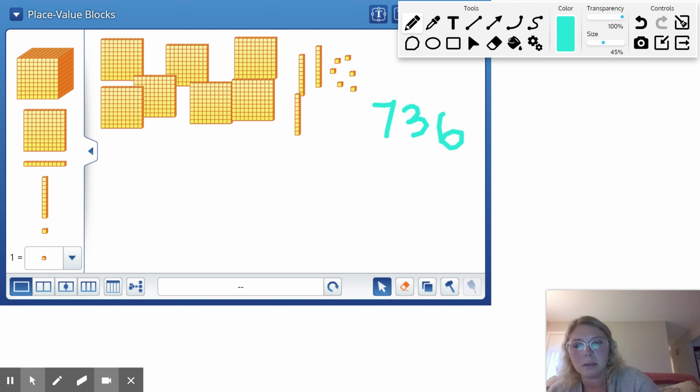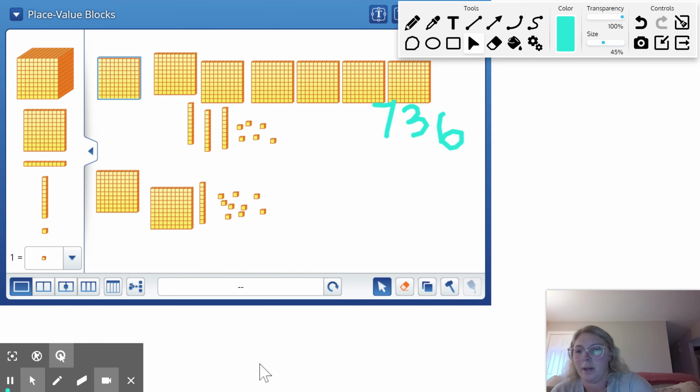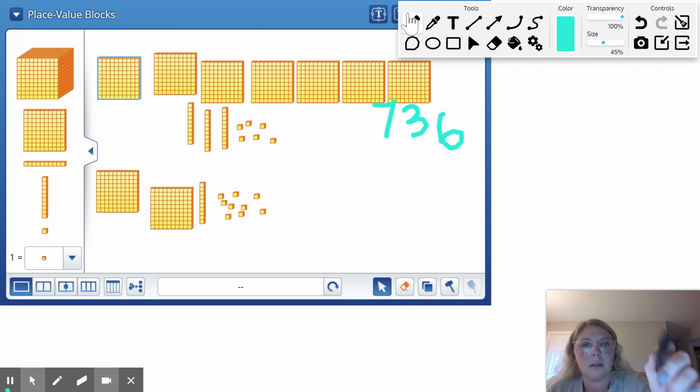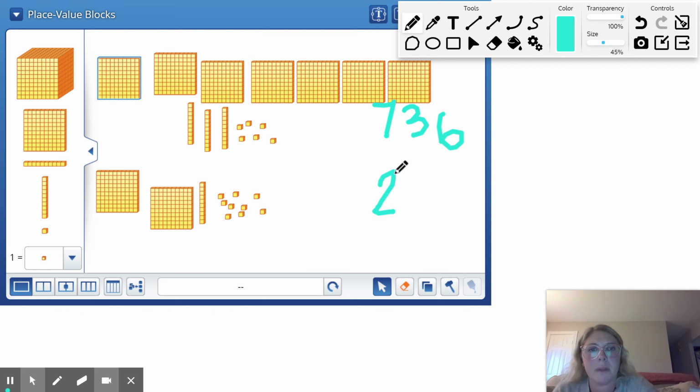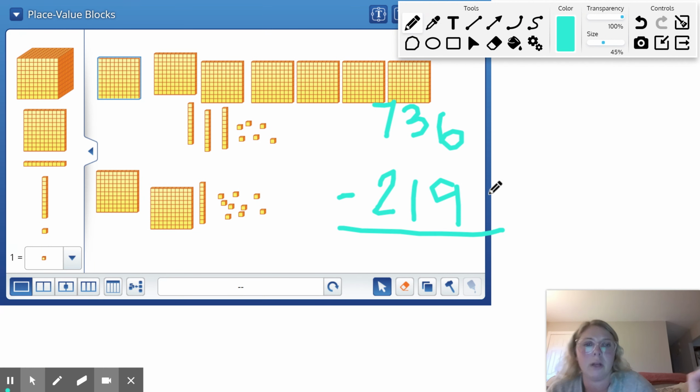Okay, and then I have this number, 2 hundreds. Let's see if I can get it right underneath each other. 1 ten, and 1, 2, 3, 4, 5, 6, 7, 8, 9 ones. Okay, and if I was going to subtract this problem, we always start in our ones place.